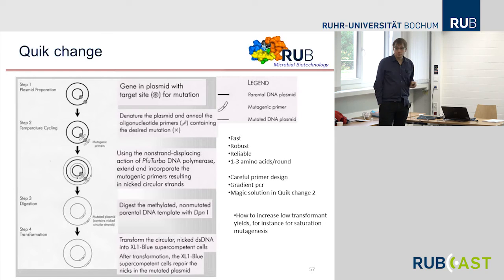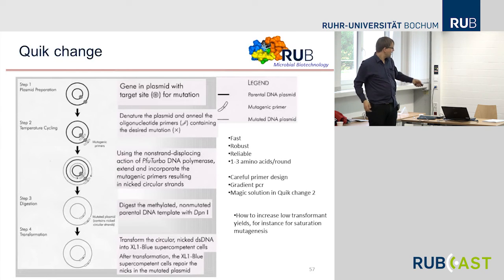So another approach is the quick change PCR. Who of you has done a quick change PCR? One, two, three, yeah. I think this is fairly easy. I will not go into the details. What you do is you use primers bearing mutations, and you amplify a whole plasmid. Then you get two linear fragments that form a circular form. This is nicked DNA, so the transformation efficiency is really poor.